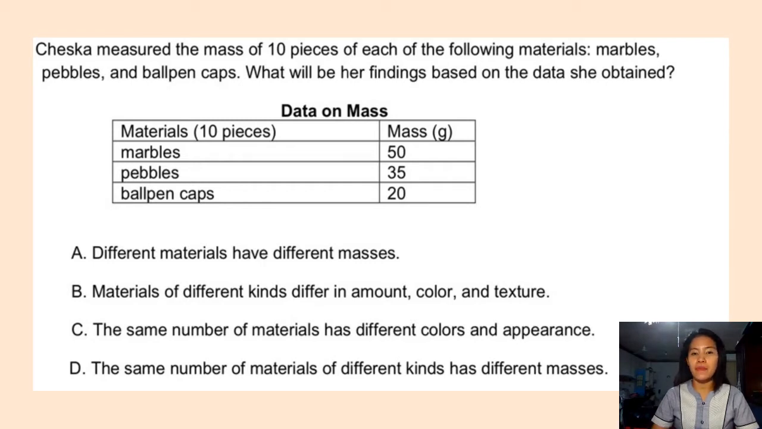Marbles, 50 grams. Pebbles, 35 grams. Ballpen caps, 20 grams. A. Different materials have different masses. B. Materials of different kinds differ in amount, color, and texture. C. The same number of materials has different colors and appearance. D. The same number of materials of different kinds has different masses. I'll give you 5 seconds to answer. And yes, the correct answer is letter D. The same number of materials of different kinds has different masses.